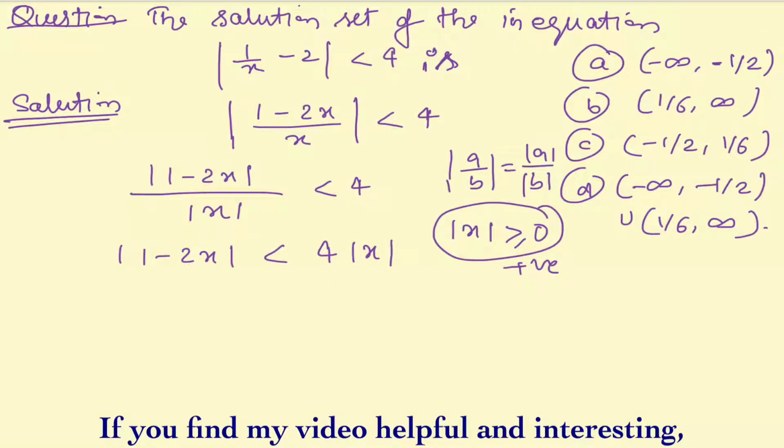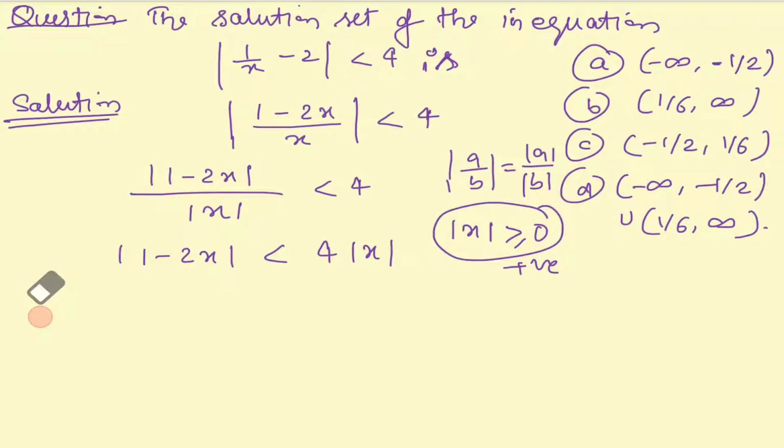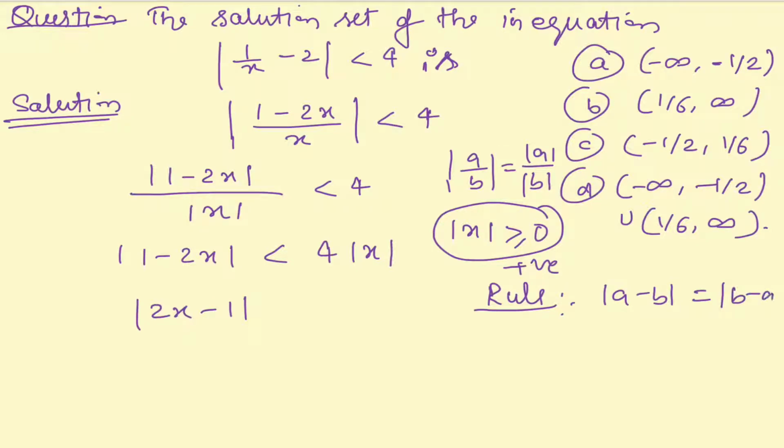Now cases will form. First of all we'll see what the critical points are. We can write this once again: first of all, 1 minus 2x can be written as 2x minus 1. One rule is also there, that mod of a minus b is always equal to mod of b minus a. That's what we are going to use here. So we can write mod of 1 minus 2x is equal to mod of 2x minus 1, less than 4 times mod x.